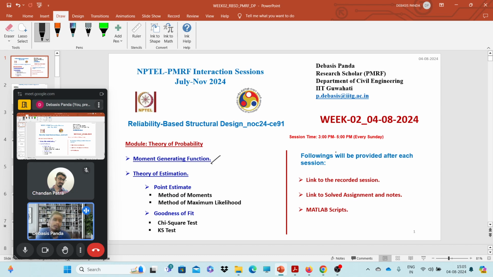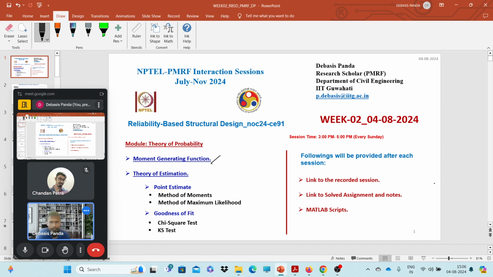So what will we get after every session? After every session, I will upload the video, and you will get the link of the recording session, the link of the solved assignments and notes, and also the MATLAB scripts, whatever we discuss during that interaction session, I will provide to you. So let's quickly start our sessions.